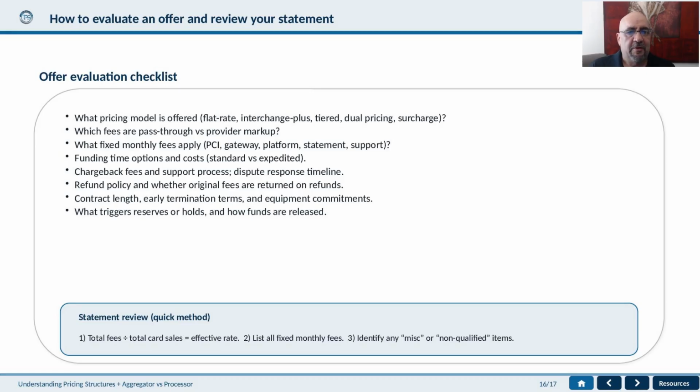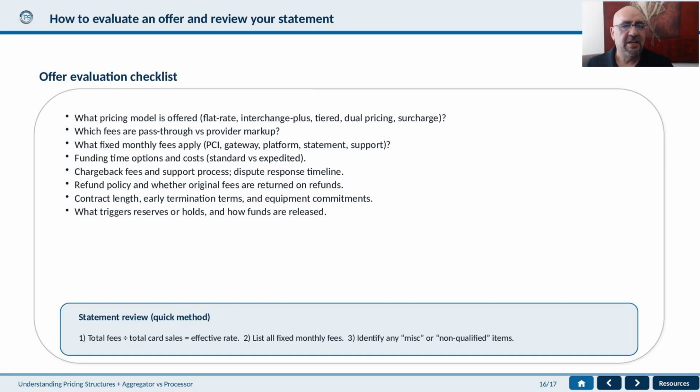Which price model is offered? Flat rate, interchange plus, tiered, dual pricing, surcharge. That's what we can offer. We can offer any one of those. Which fees are passed through or provided markup? So you need an evaluation checklist. If you look following the chart, you can now start checking off statements. This is the checklist you would want to use.